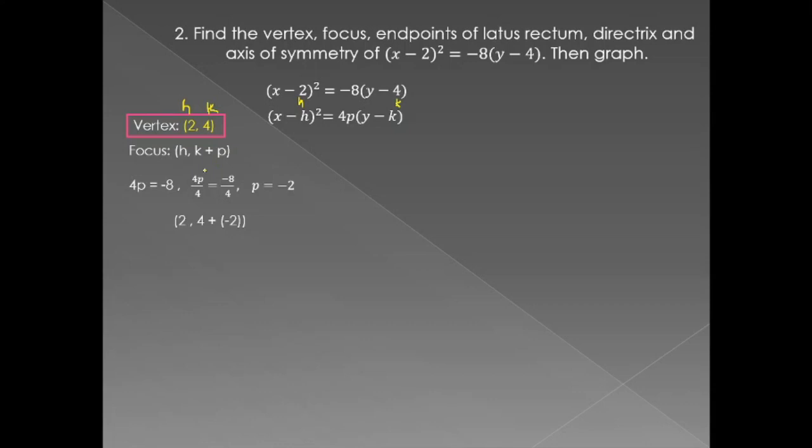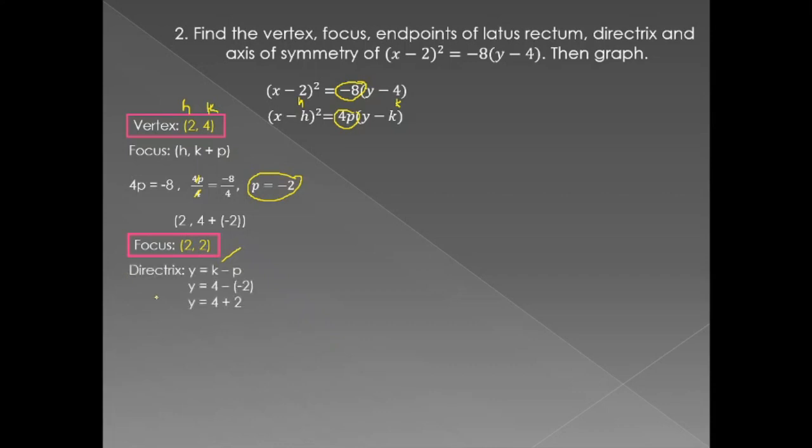Okay, next, for the focus, we have h and k plus p. So, to find focus, kailangan muna natin isolve ang p. So, para masolve si p, our 4p is equal to negative 8. So, we need to divide both sides by 4. So, cancel na siya. Then, negative 8 divided by 4 is negative 2. So, ito na yung gagamitin natin value ng p, negative 2. And then substitute. For h, we have positive 2. For k, we have positive 4. And then plus negative 2. And then our focus will become 2, 2. So ito na yung gagamitin nating point.